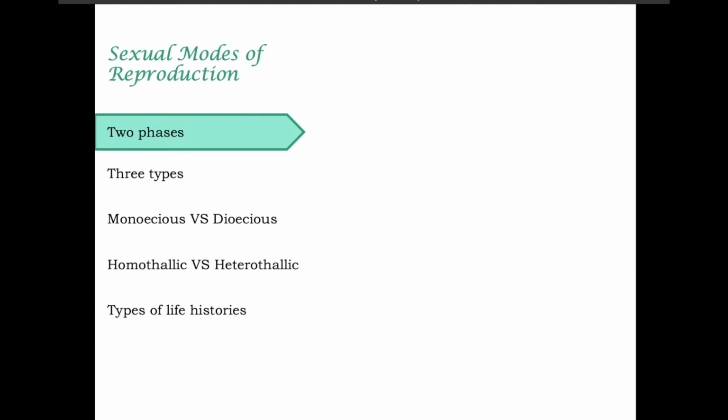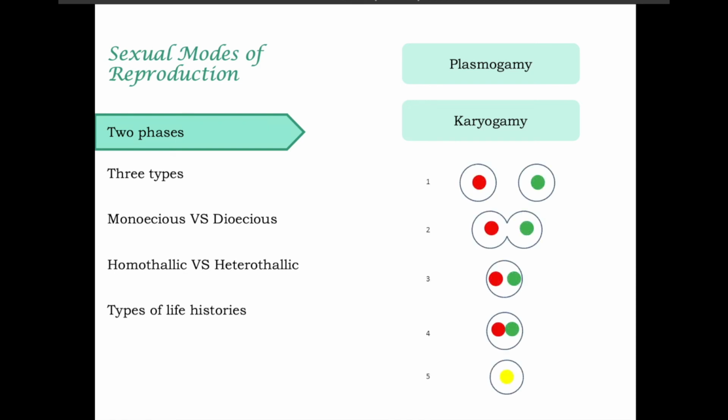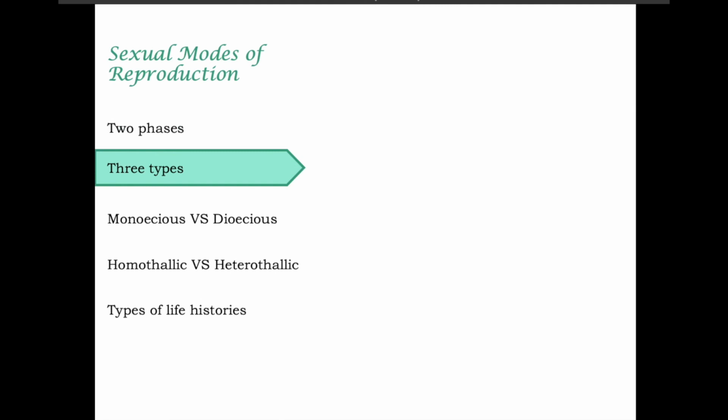Now, moving on to sexual reproduction. For your sexual mode of reproduction, there are usually two ways: plasmogamy and karyogamy. What do we mean by that? Plasmogamy is the union of the plasma membrane, and karyogamy is the union of your nuclei. That's just fusion. Fusion like Goku and Gohan and the other one, Trunks.